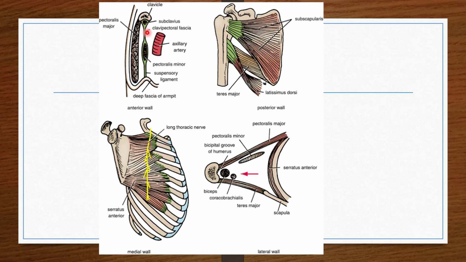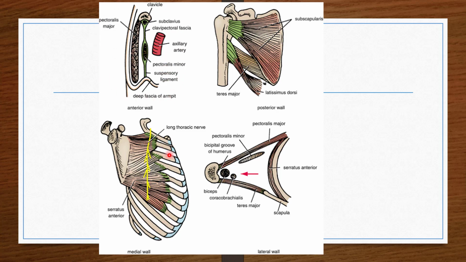This is the anterior wall of the axilla. See here, the pectoralis major muscle, the subclavius muscle and the pectoralis minor muscle along with the clavipectoral fascia. First of all, the anterior wall is bounded above by the pectoralis major muscle, and when we will remove the pectoralis major, we can see the subclavius, the clavipectoral fascia and the pectoralis minor muscle. They all are forming the anterior wall of the axilla.